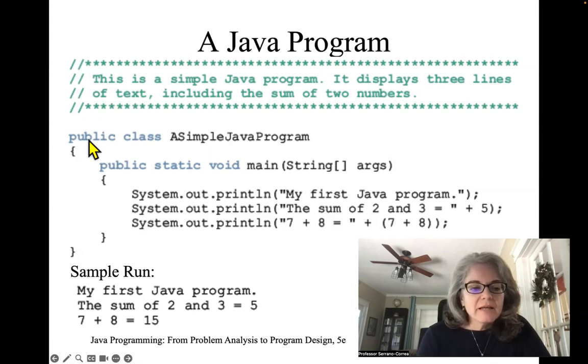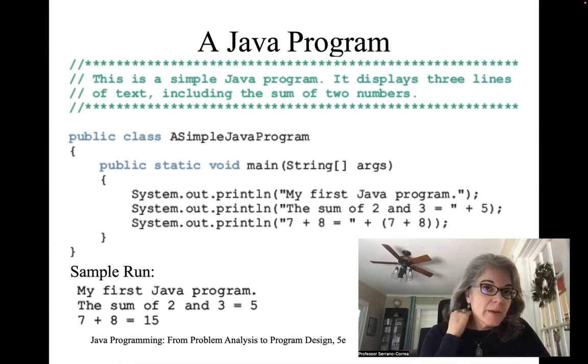And then we have public class. So the name of this program or class is a simple Java program. In Java, every program has to have a class, and inside the class, if you're writing an application, which is what we're writing, we're not writing web apps. We're writing applications that run outside the web.